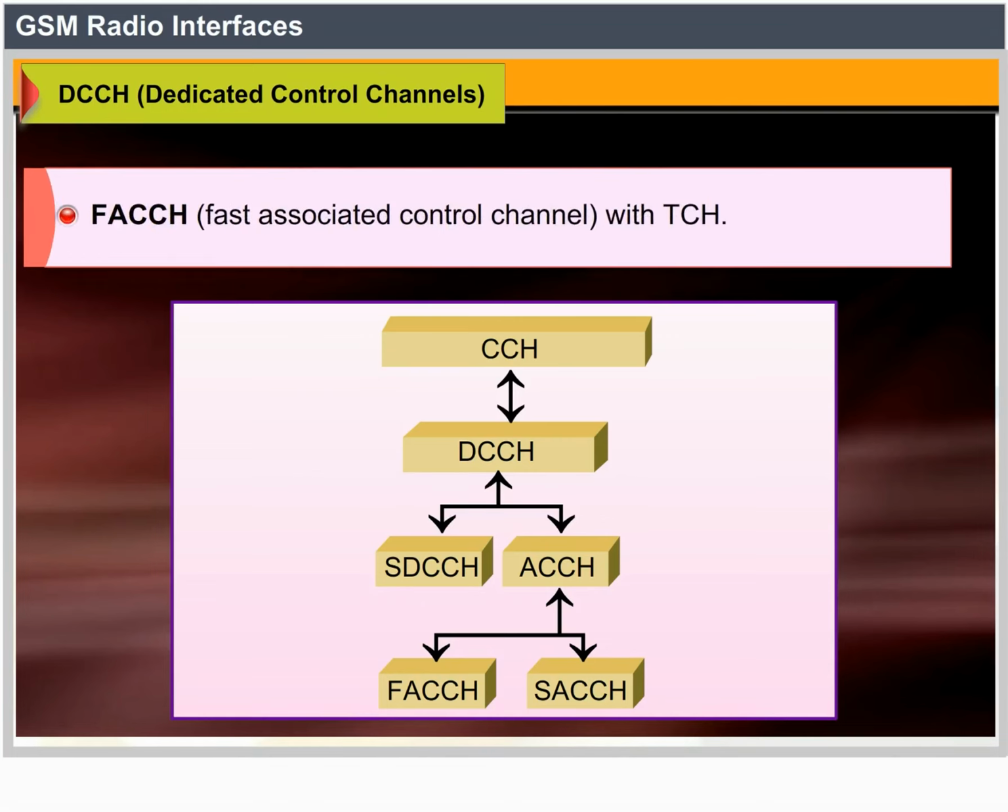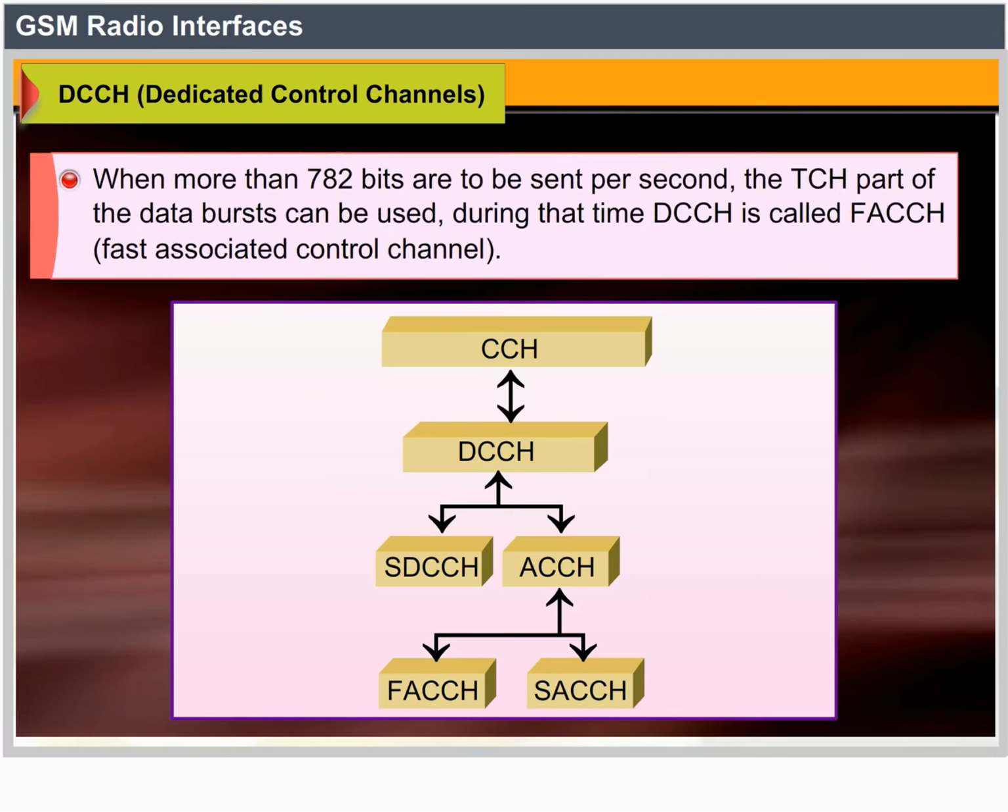FACCH, fast associated control channel with TCH. When more than 782 bits are to be sent per second, then the TCH part of the data burst can be used. Then DCCH is called FACCH, fast associated control channel.